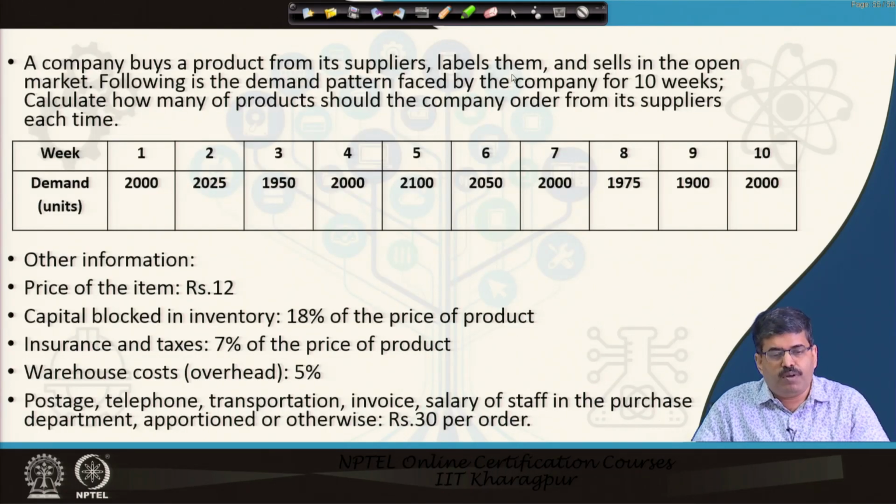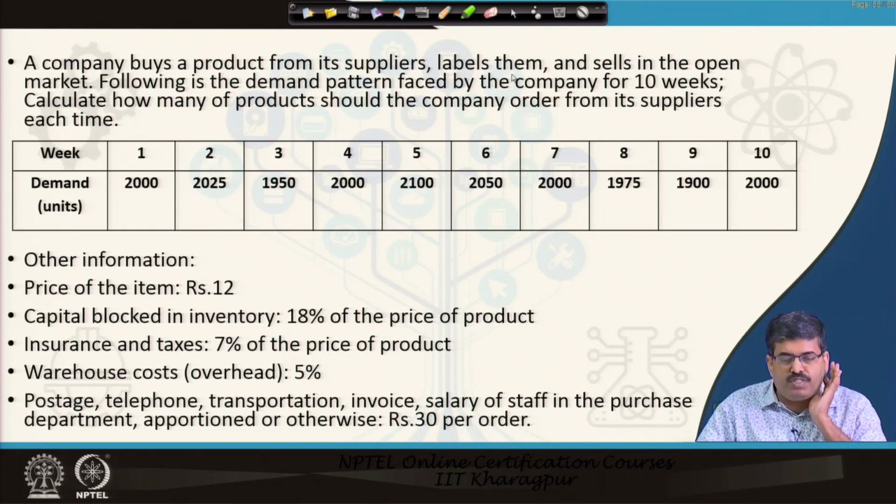Okay. Let us take this problem. A company buys a product from its suppliers, labels them and sells in the open market. The following is the demand pattern faced by the company for 10 weeks. Calculate how many products the company should order from its suppliers every time.